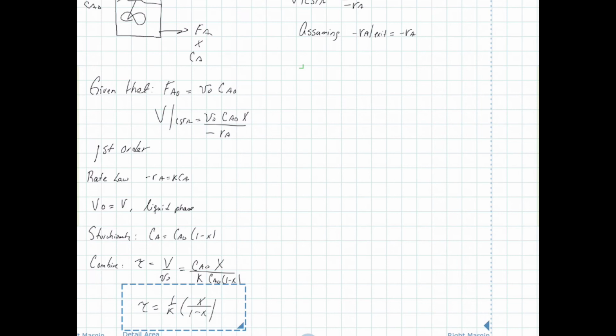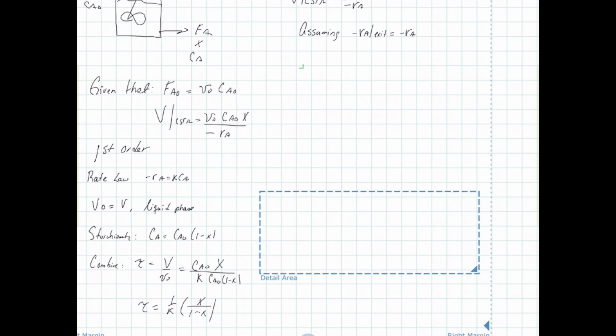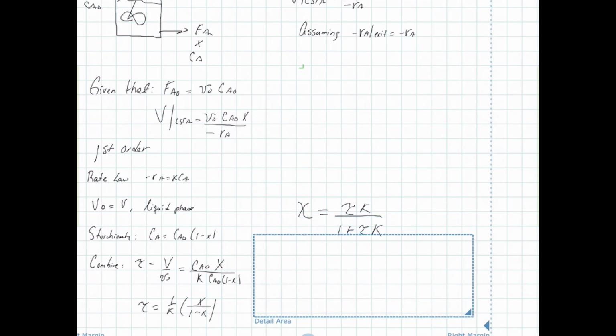If we rearrange this to get the conversion, we get that the conversion equals tau times the specific rate over 1 plus tau times this specific rate. If we do a graph to try to understand this behavior, the conversion profile will have this form, where tau is multiplied by the specific rate.